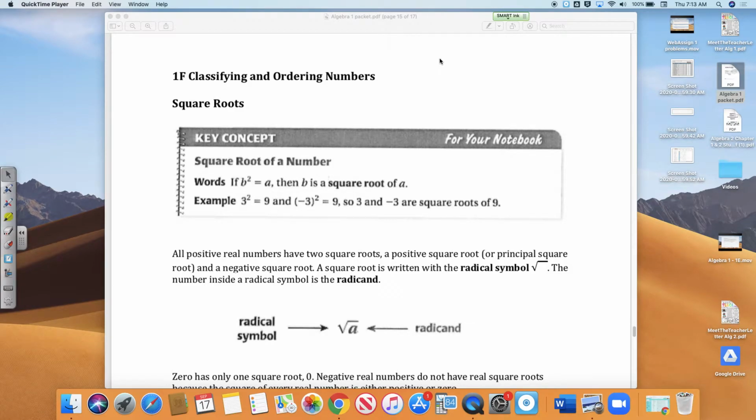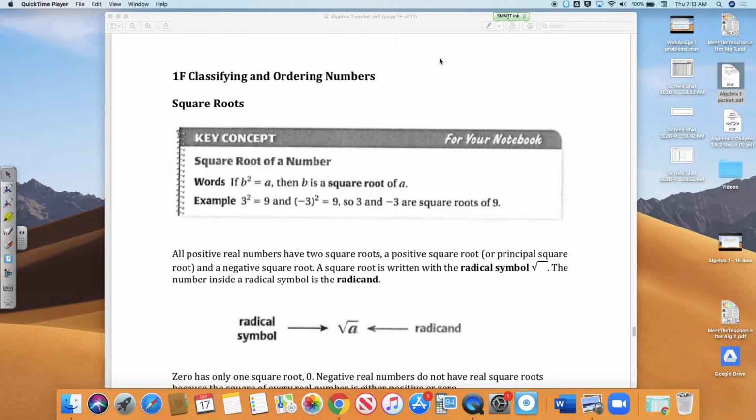All right, we are going to get started with section 1F, classifying and ordering numbers. So the first key concept we're going to look at are square roots. The definition of the square root of a number is kind of confusing, but bear with me: if b squared equals a, then b is the square root of a. It makes a whole lot more sense when we have numbers.